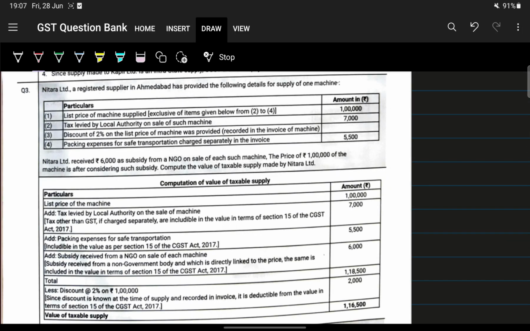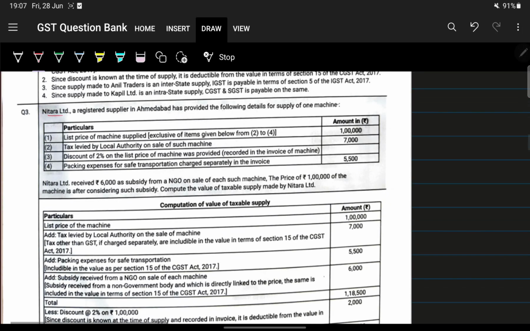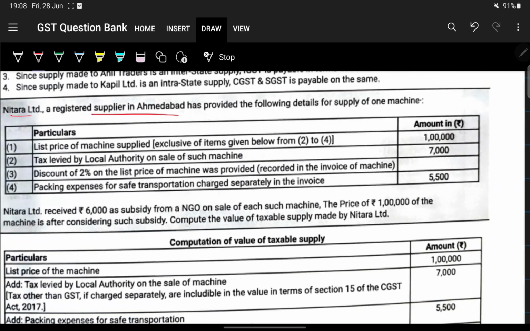Okay, next, question number 3. Nitara Limited, a registered supplier in Ahmedabad, has provided the following. So here list price of machine supply, exclusive of 2 to 4, meaning these values are not included. So here tax levied by local authority. Obviously that section 15 subsection 2 clause A will come. So this has to be added.